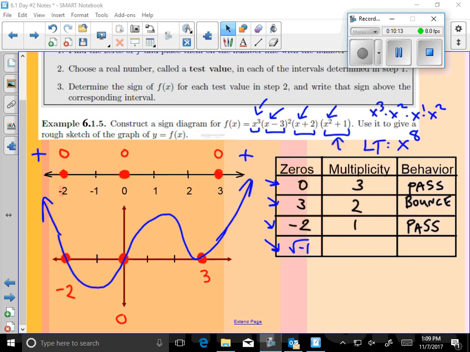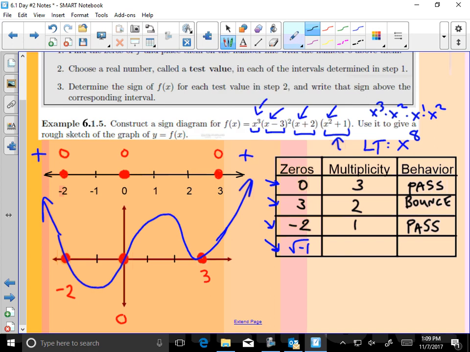If you look at these values right here, look at the values to the right of 3. All those values are what? Positive. How about the values between 0 and 3? Also positive. How about the values between -2 and 0? Negative.